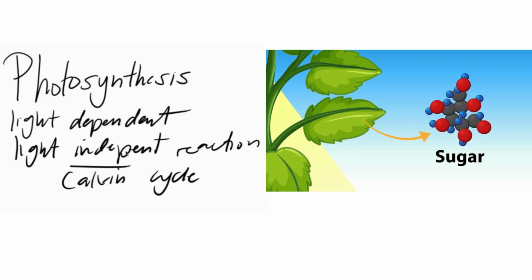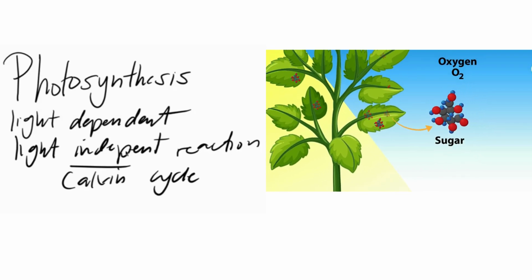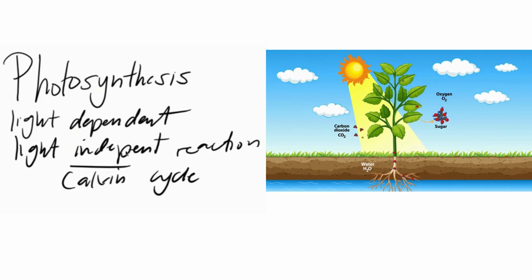So where does photosynthesis take place? Photosynthesis takes place inside the chloroplast. These are tiny green structures in plant cells that contain the green pigment called chlorophyll, the molecule that absorbs light energy.